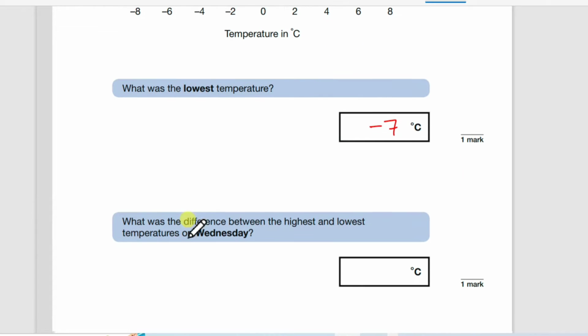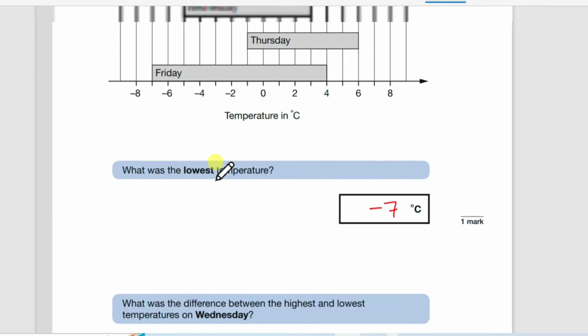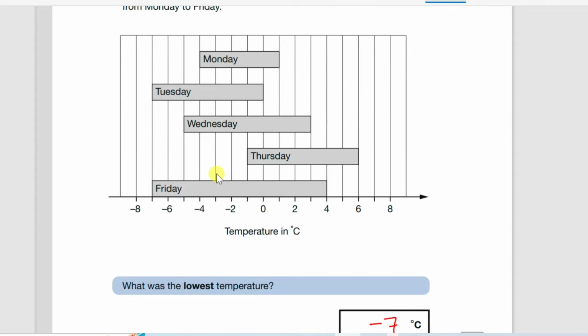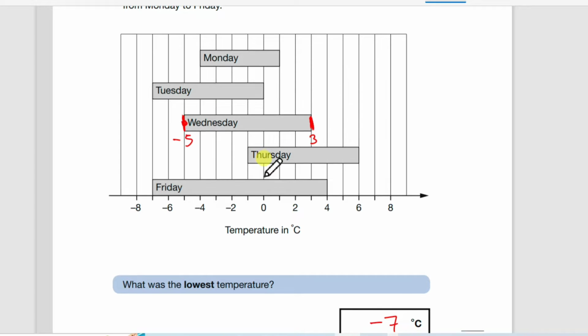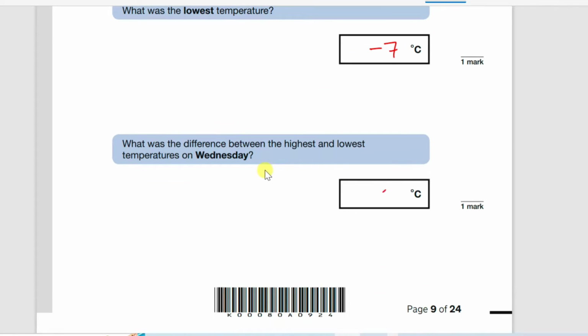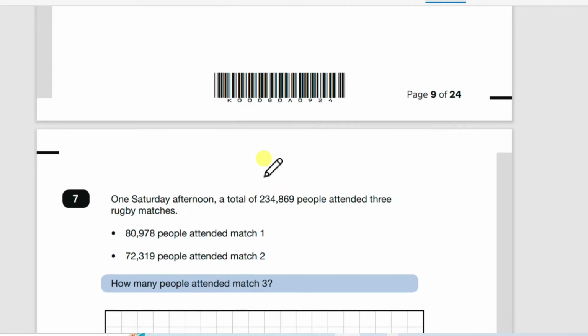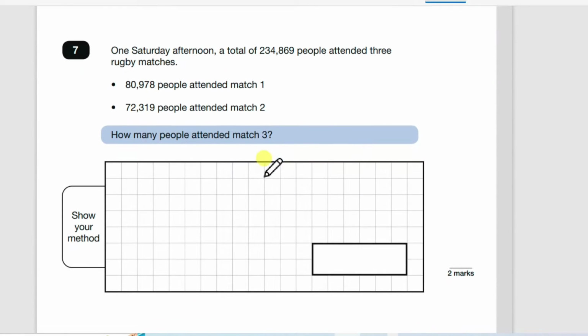Now, what was the difference between the highest and the lowest temperatures on Wednesday? So Wednesday, we know over here, this one represents -5, and this one here represents 3. So the trick is just, when they say find the difference between a negative and positive, I kind of just add it mentally. So 3 and 5 makes 8. So the difference was 8 degrees. That's it.